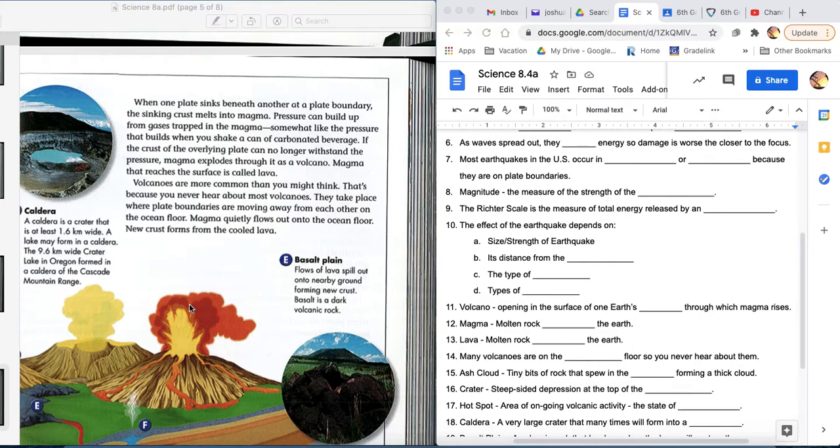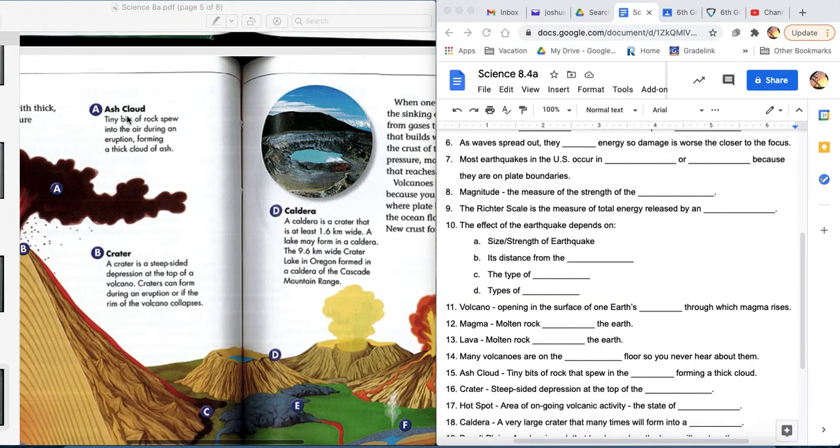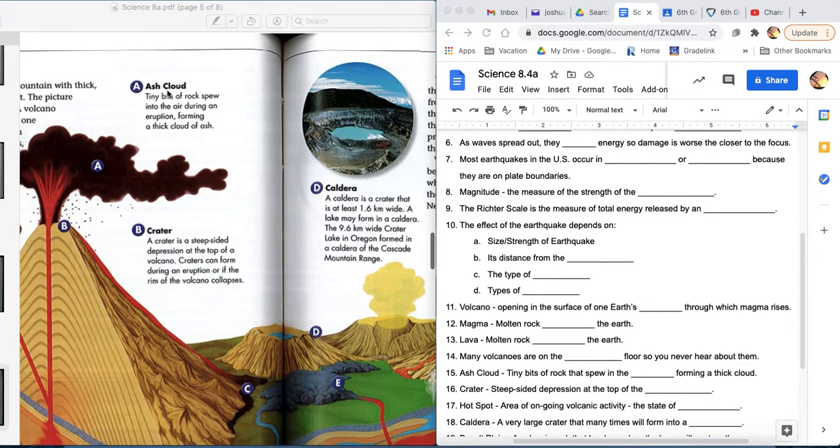All right, I'm going to go through your letters now. A, the ash cloud. So you can see the thing up here. Tiny bits of rock spew into the air during an eruption, forming a thick cloud. This can block out sunlight and cool temperatures.